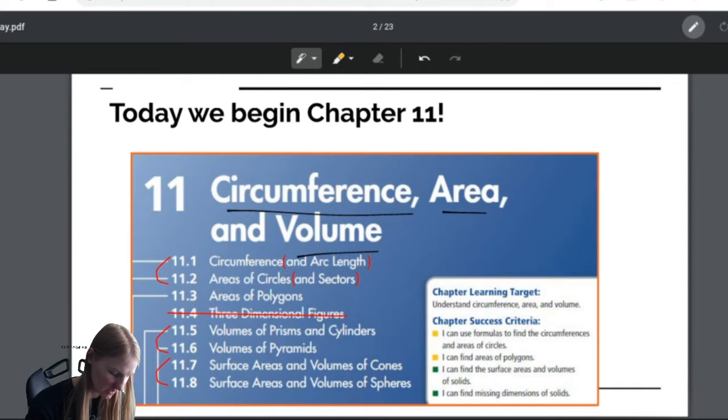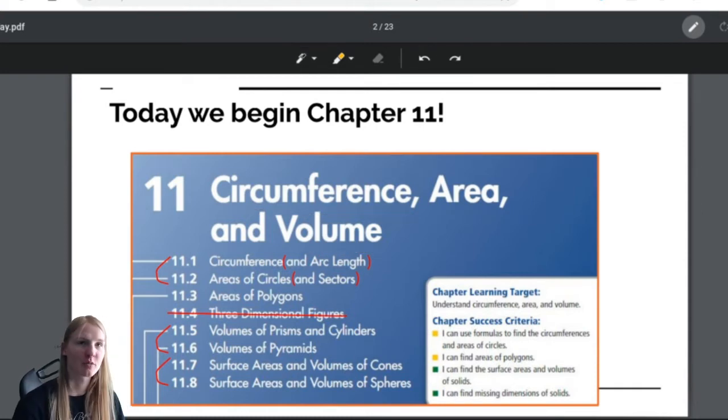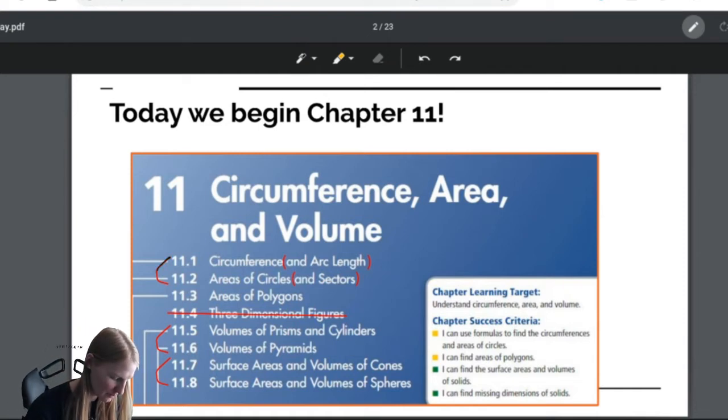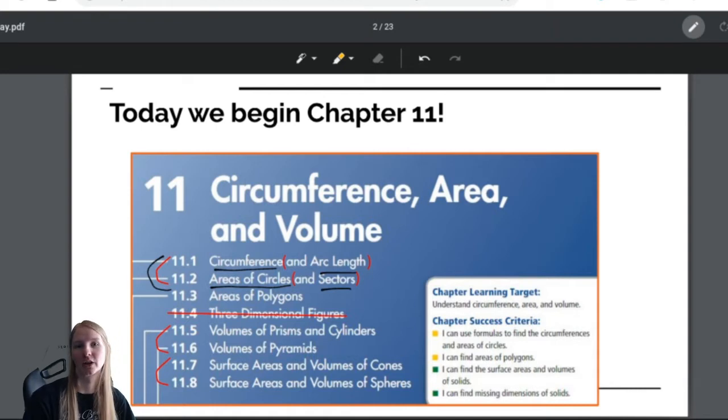You can see I have lumped things together because we don't have a ton of time left in the year. What we're doing is we're lumping sections together. So this lesson will be on 11.1 and 11.2 together. It will be on circumference and area of circles. Arc length and sectors will be extra.